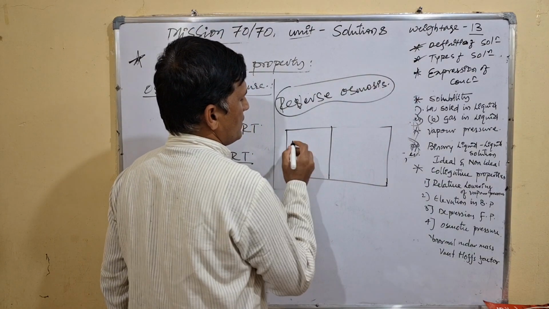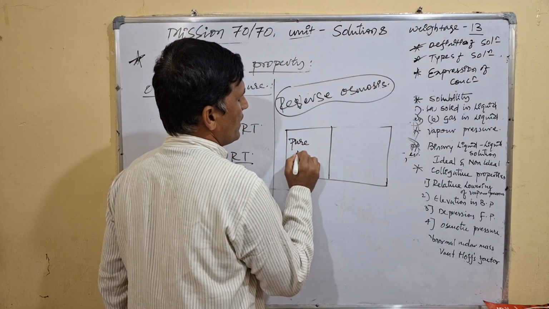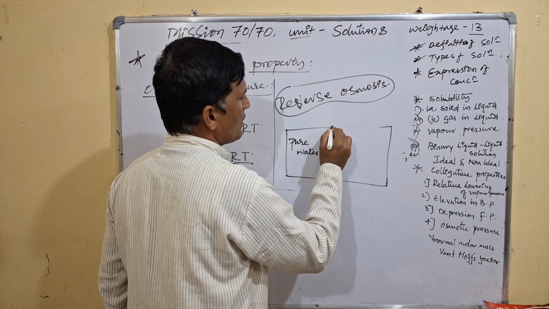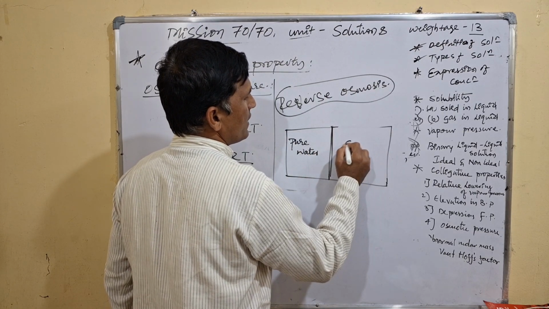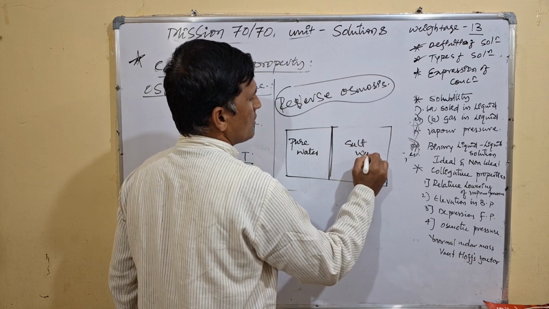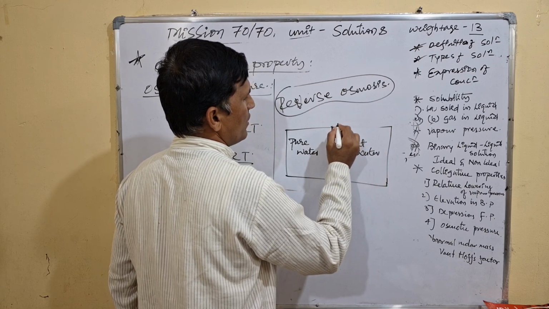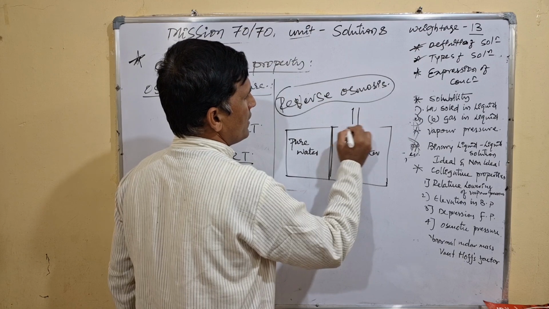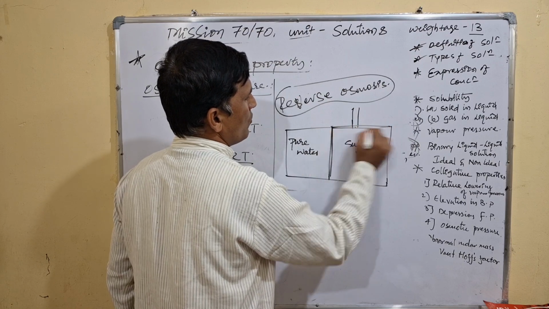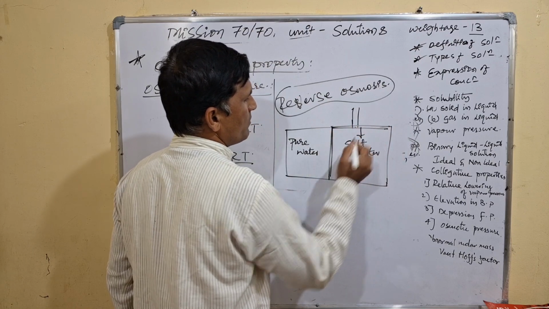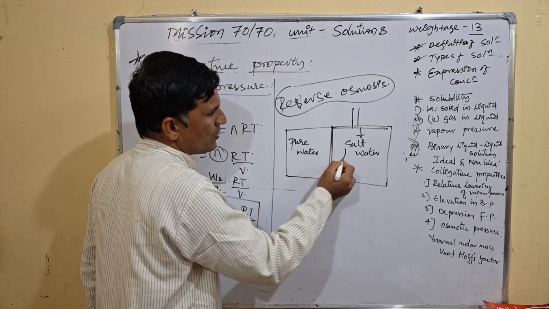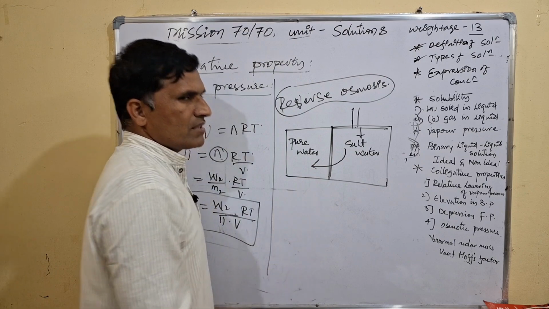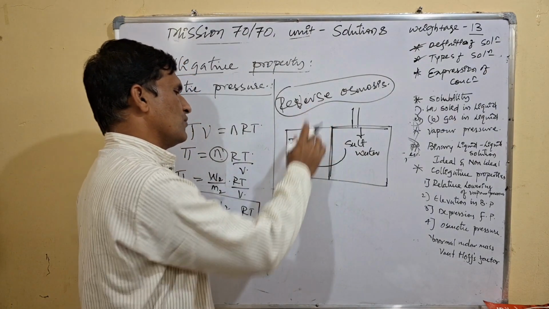If you apply pressure, say here we are going to take pure water, which is separated by a semi-permeable membrane, and here we take salt water or sea water, or saline water we can call it, and here we apply the pressure over it. As you apply the pressure, then what happens? The movement of the solvent molecules will take place in the reverse direction, hence it is called reverse osmosis.